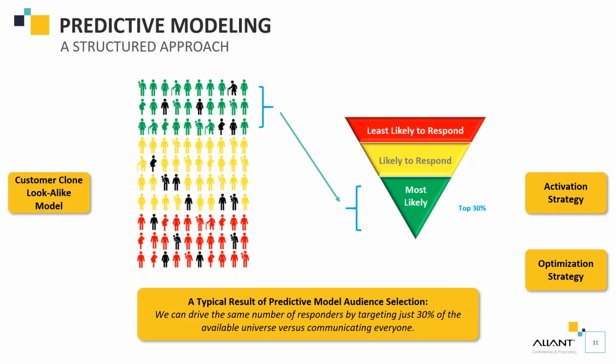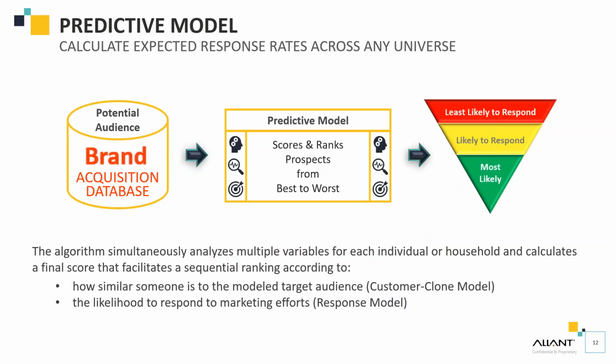But first, we're going to talk about a customer clone lookalike model and a response model, which are the two primary audience selection types. So, really a predictive model is about calculating expected response rates across any universe. You have your brand acquisition database. The predictive model scores and ranks prospects from best to worst. So it's scoring and ranking everybody in order of who's most likely to respond, all the way down to those that are least likely to respond.